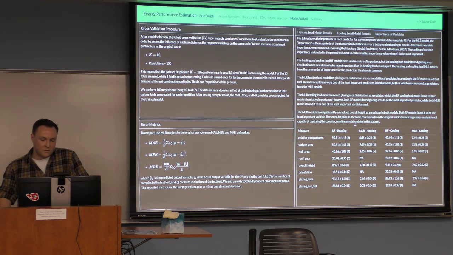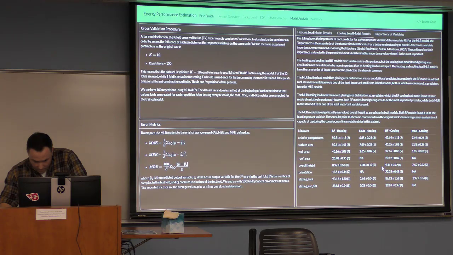If you go through this table, you see there's some general agreement, but there are some variables that the MLR model significantly overvalued for its significance, like overall height. I think the MLR model got that second in both response variables, but it was totally insignificant in the RF model.